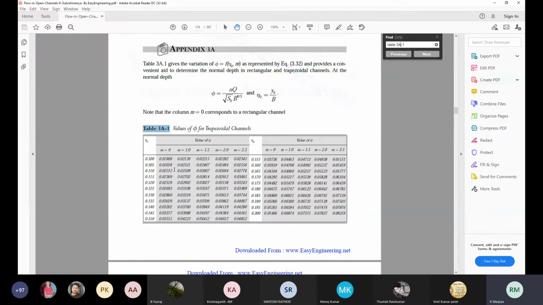So 1 in 2, 1 in 3, 1 in 1.5, that is represented by m. When m is equal to 0, it corresponds to a rectangular channel. Okay. So you can get the values of eta naught equal to y naught by b. These are the various values of phi. Now you can see the corresponding value of phi, and you can find out what is the eta naught. Now you go back to our previous problem.